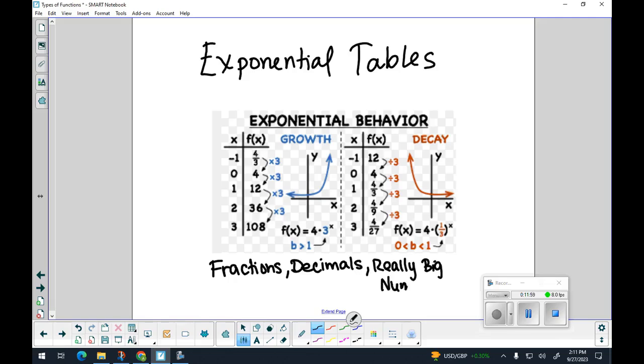So if you notice fractions, decimals, or really big numbers with really fast change, that should let you know it is exponential. It can even be really, really small numbers. Again, fractions are really small numbers. That should let me know it's an exponential type of function from the table. Go ahead and write down this information so you can take a look at growth versus decay.